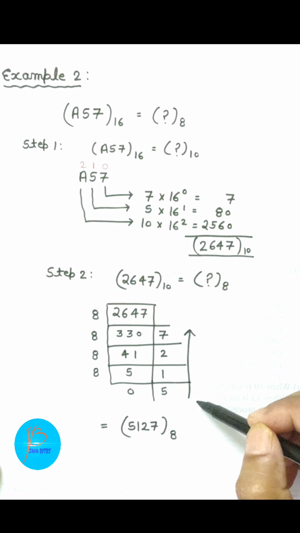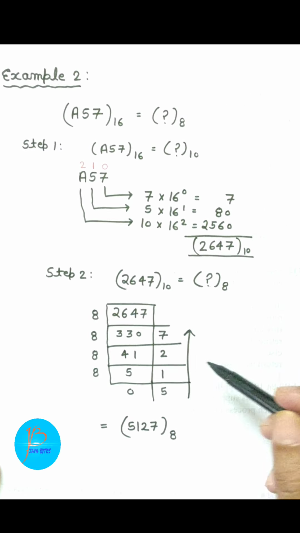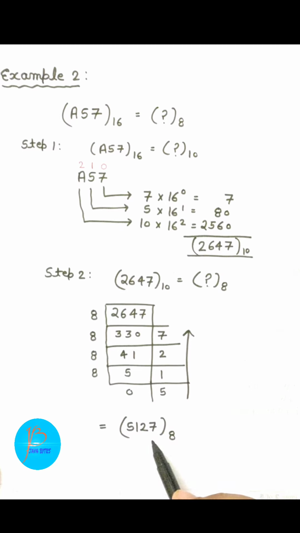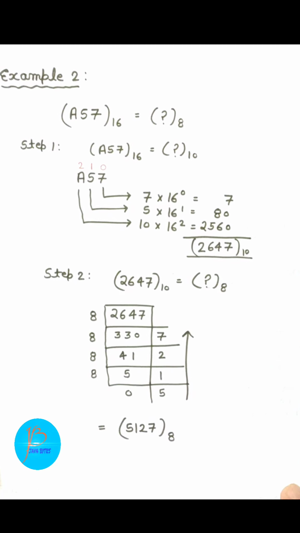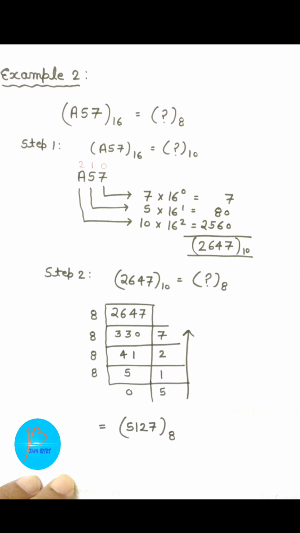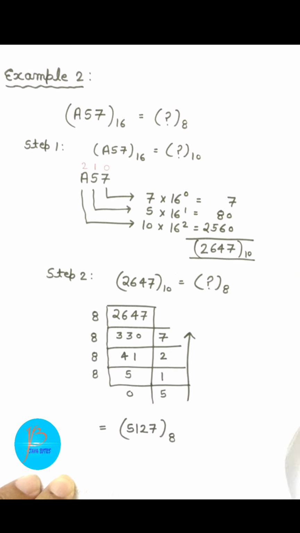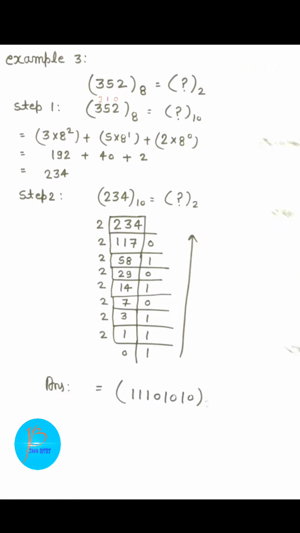These are the remainders, and you will copy them from bottom to top, and your answer will be 5127, like this. Okay, children, so again you know that here we made use of that two-step process. Now I show you one more example. Look at the example number 3.